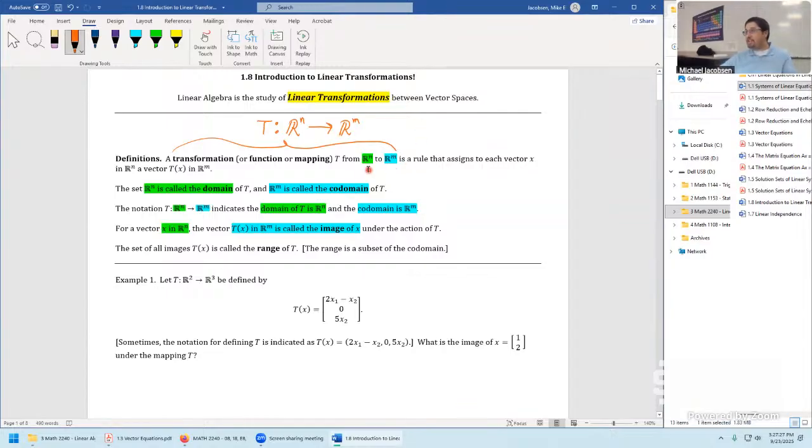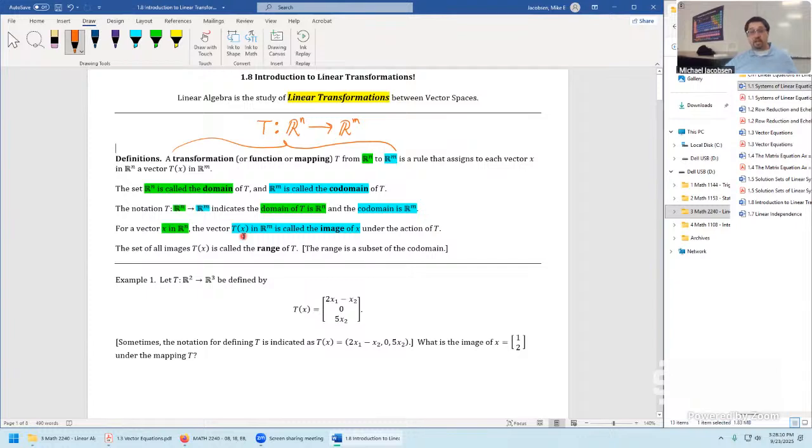It's a rule that assigns every vector x in Rn a new vector T(x), so we're using function notation, in Rm. So Rn, where we started, is the domain. The target space, where everything is mapped into, is called the codomain. We use this notation a lot to indicate what the domain is and what the codomain is. And once again, this feels redundant, but these are a lot of words that get mentioned in the reading and in the exercises. For every vector x in Rn, the domain space, T(x) is the image of x under the action of T.